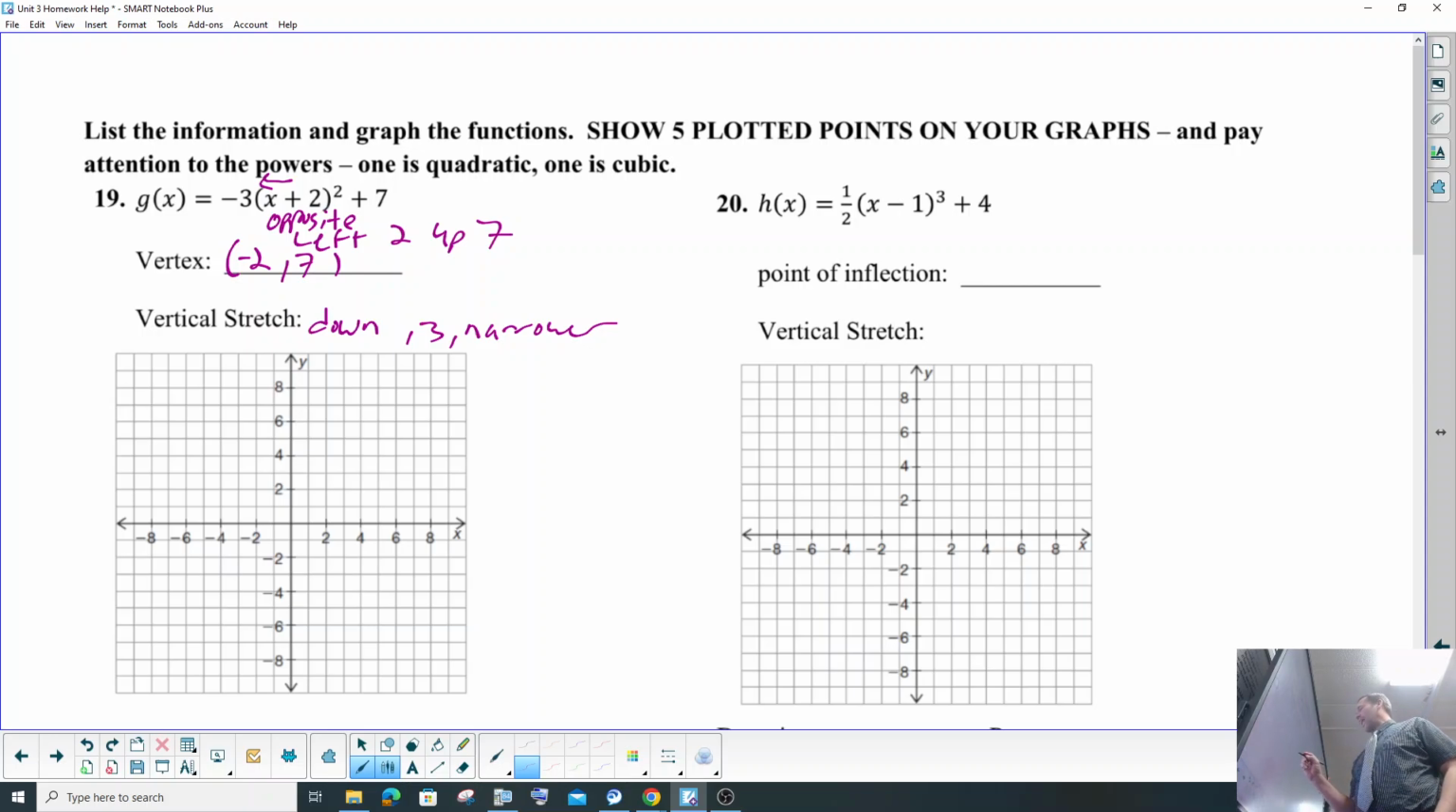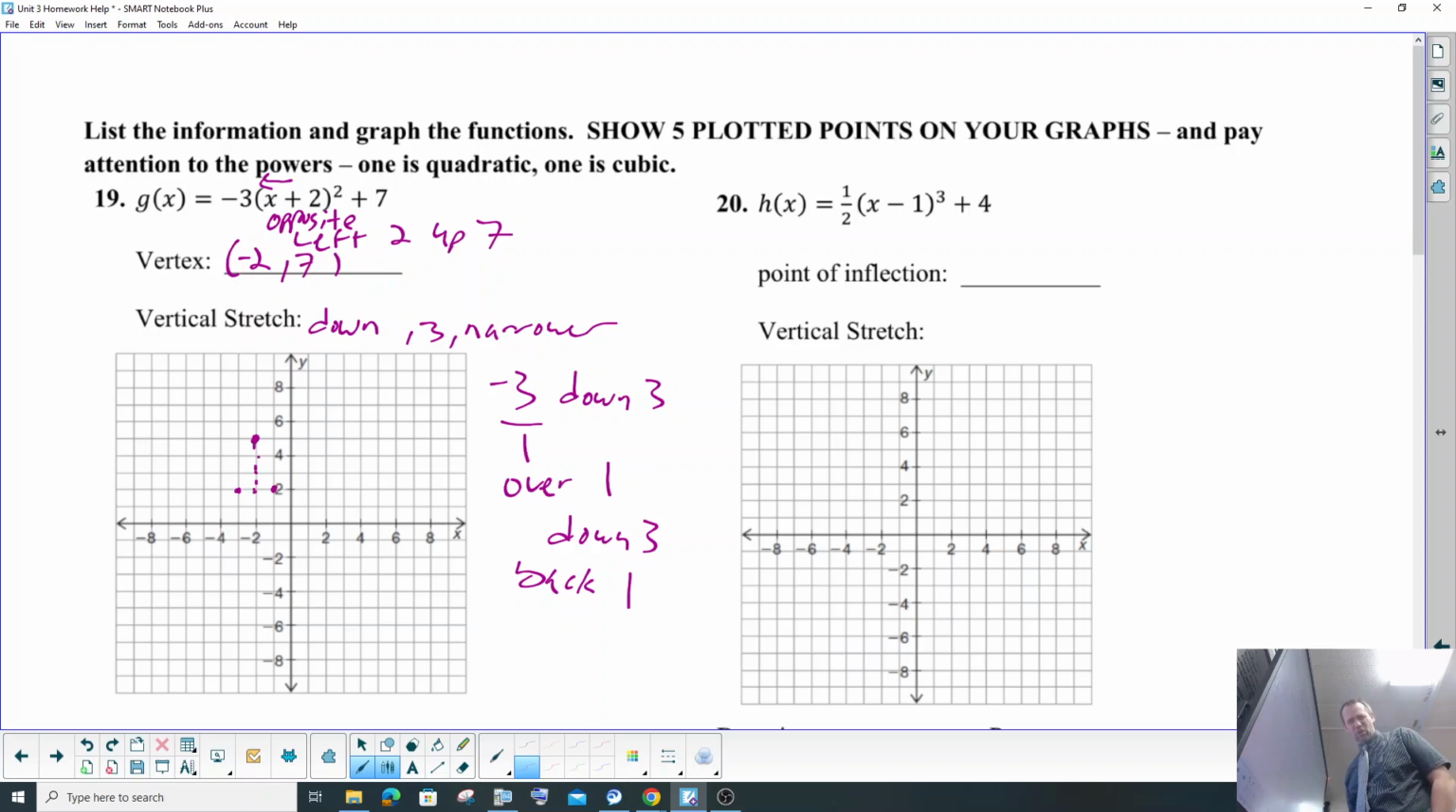So we're going to go left 2, up 7. That's our vertex. Now, what does the narrower do? So that's going to be over 1. It means we're going to go down 3 and then over 1 and down 3, back 1. Right? Rise over run. So we're going to go down 3 over 1 and down 3, back 1.